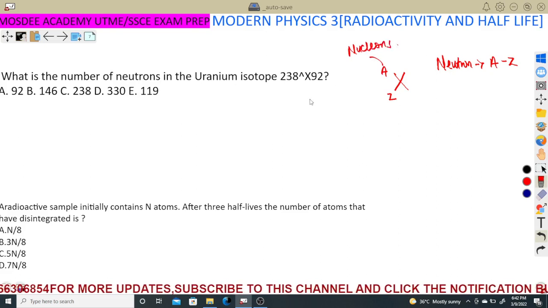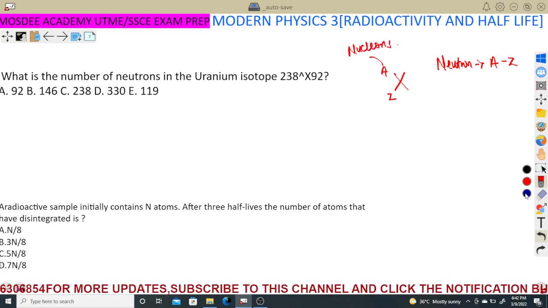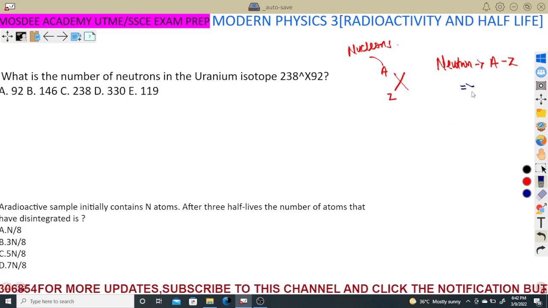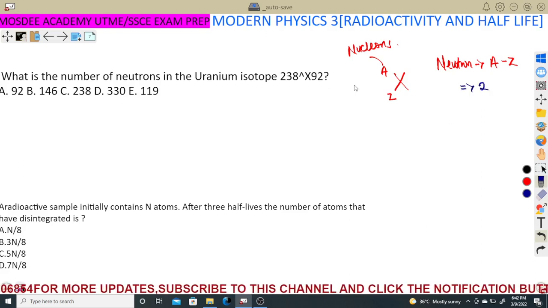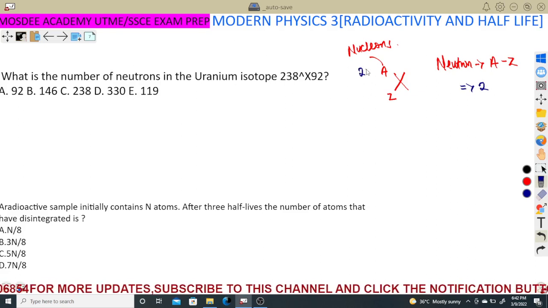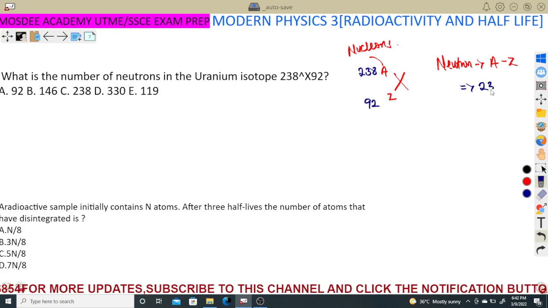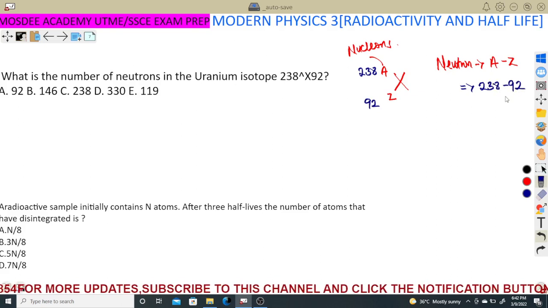So let it be known, because those are ways the examiner tends to take on it. Now, this here is a simple question. We just say neutron is 238. Apologies, this is not written well. The up one is 238 in this case, and this is 92. So you subtract 238 minus 92 to pick your answer.